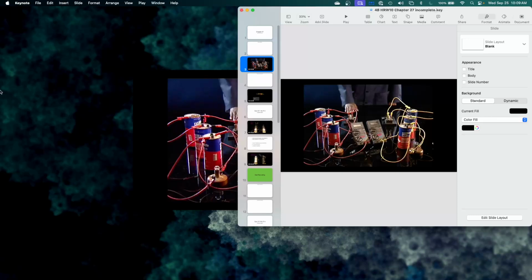All right, so let's move on to series and parallel resistors.